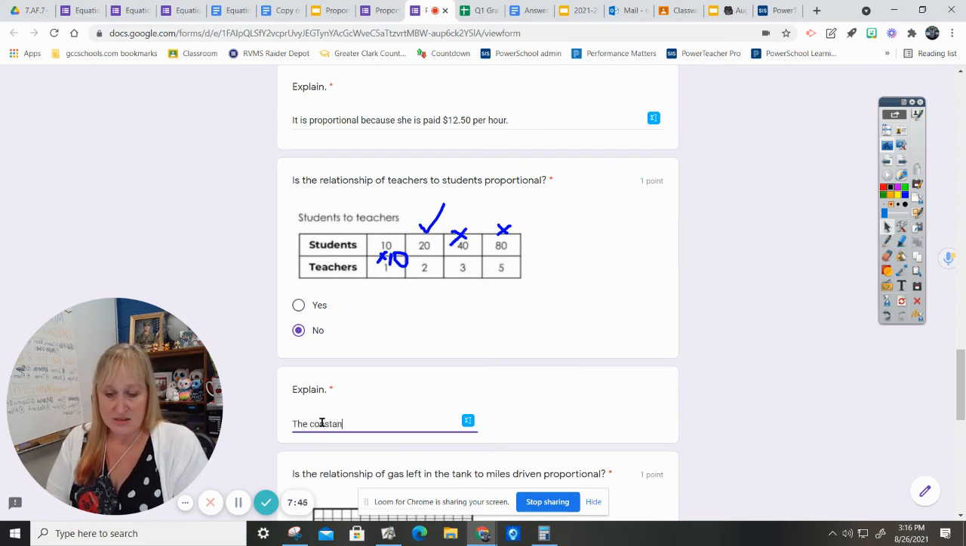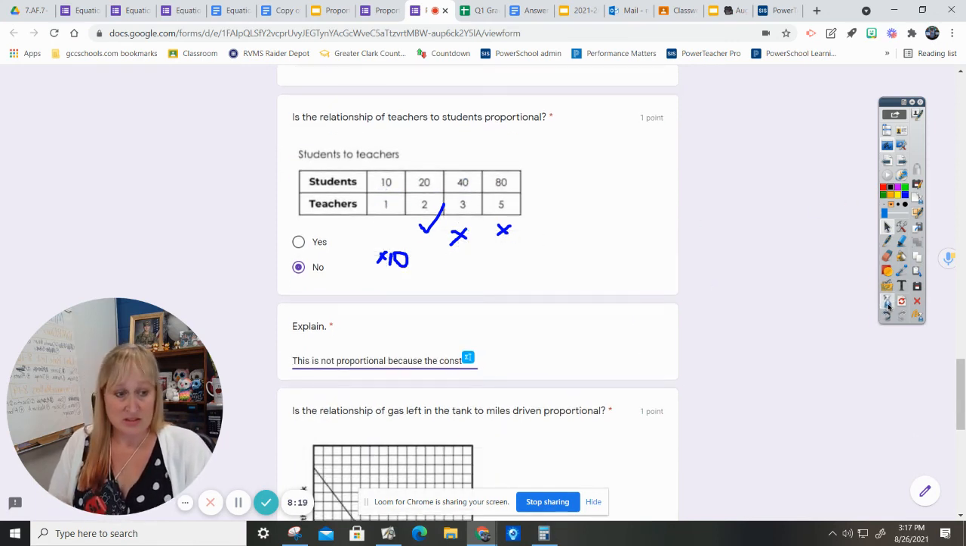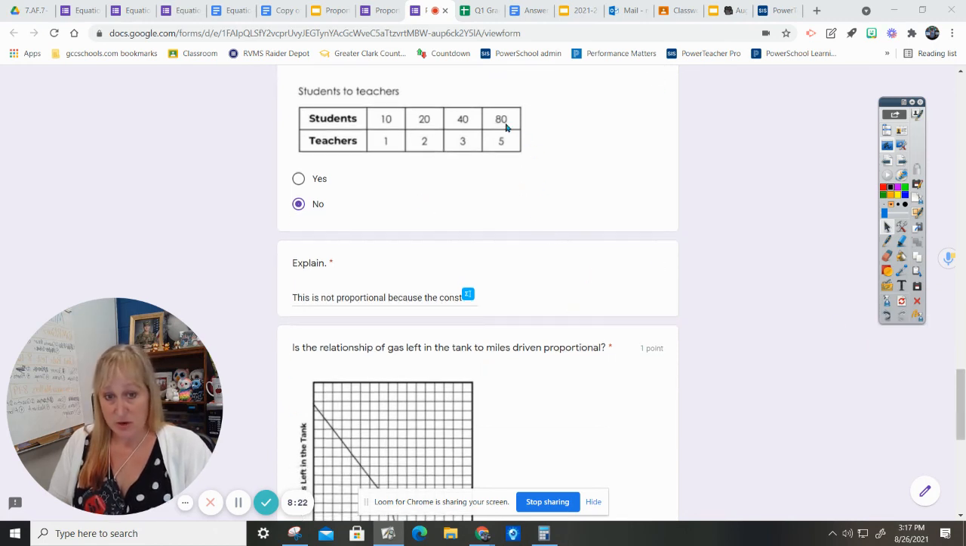Let's say this is not proportional because the constant of 10 does not happen every time. Okay. So let me say that again. This is not proportional because the constant of 10 does not happen every time. It only happens twice. So no, it is not. And I'm grateful for this.